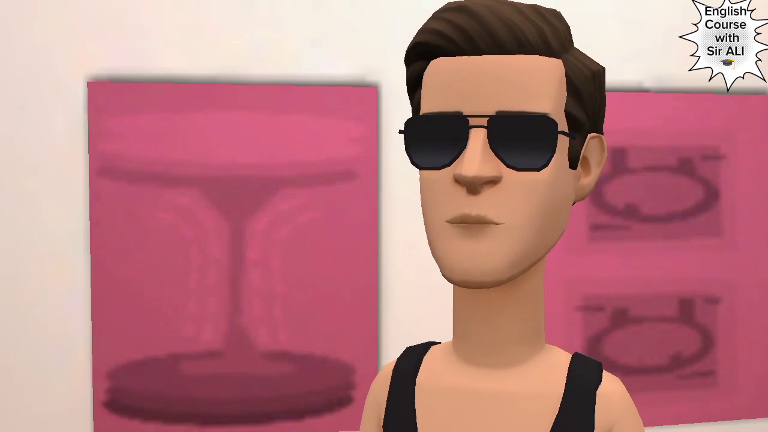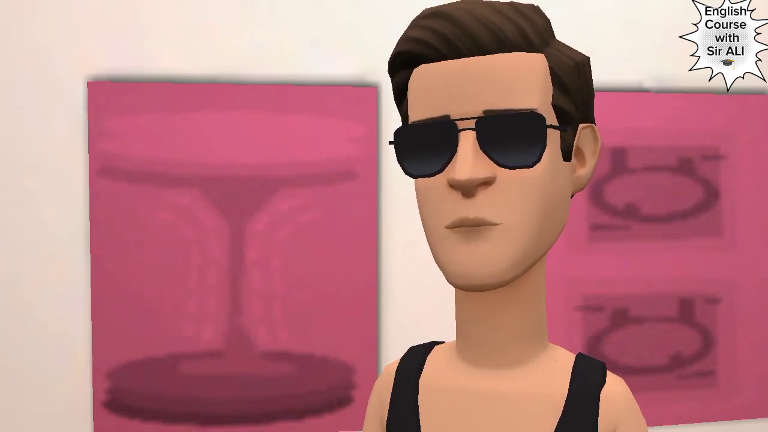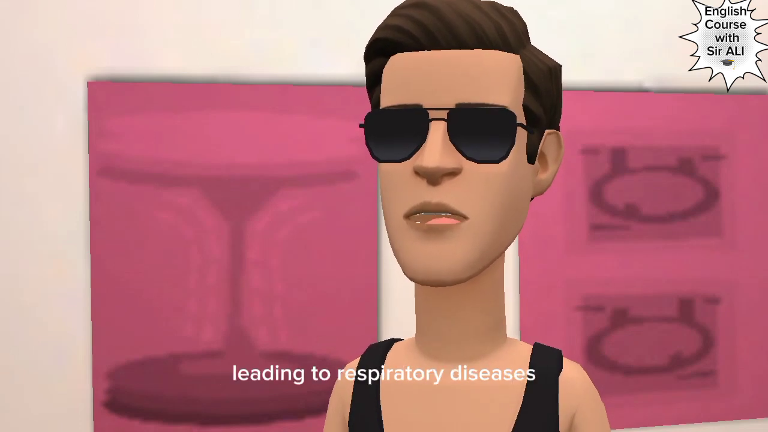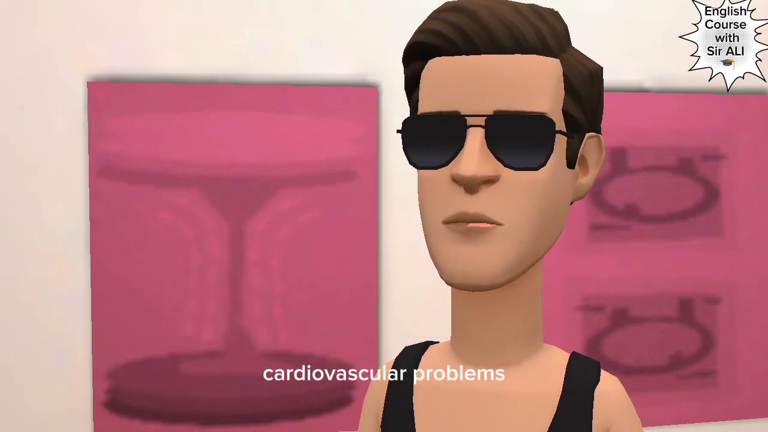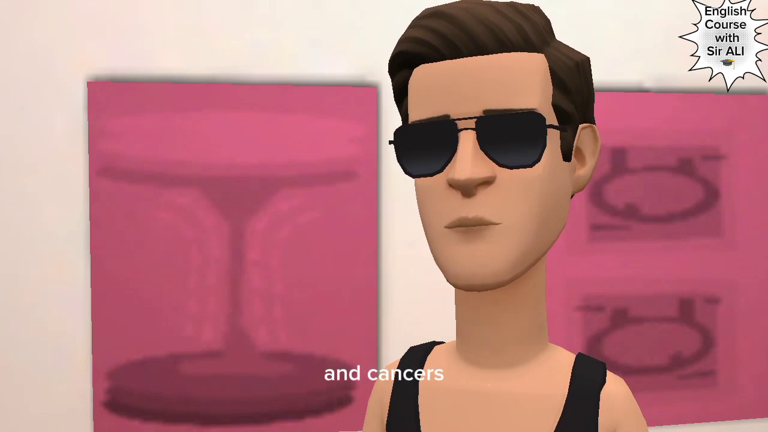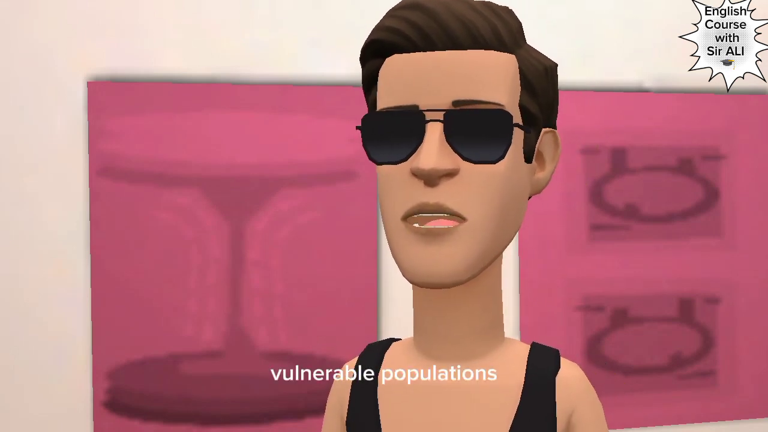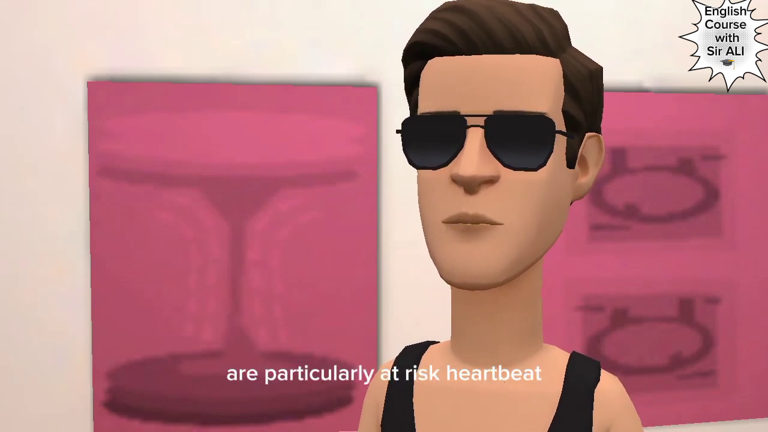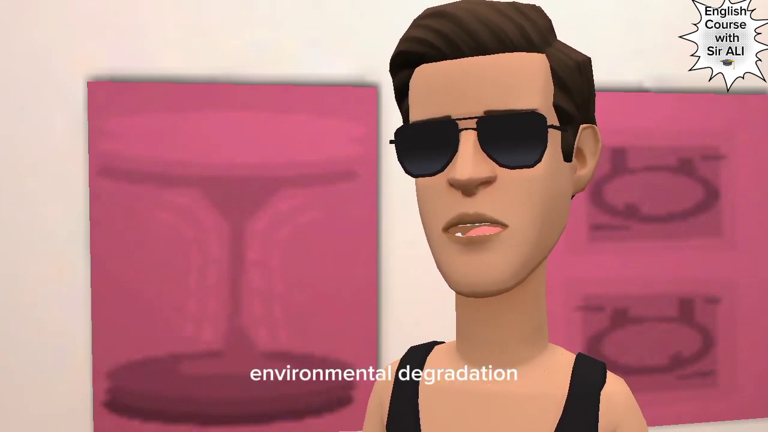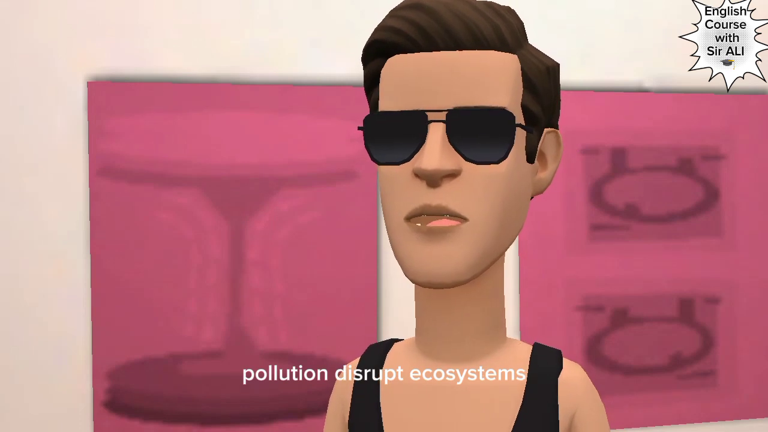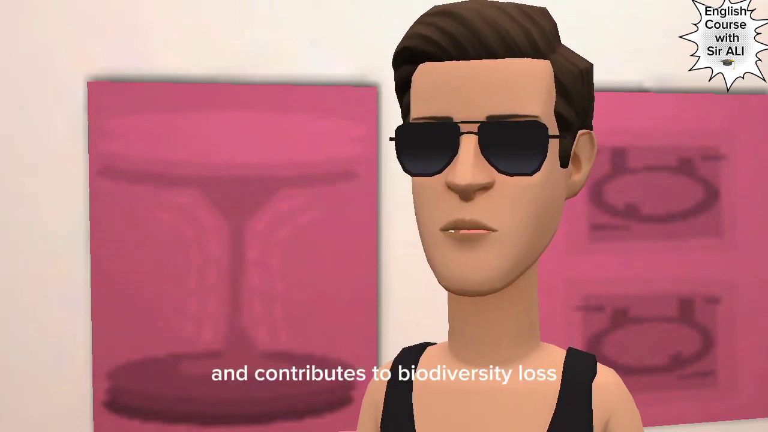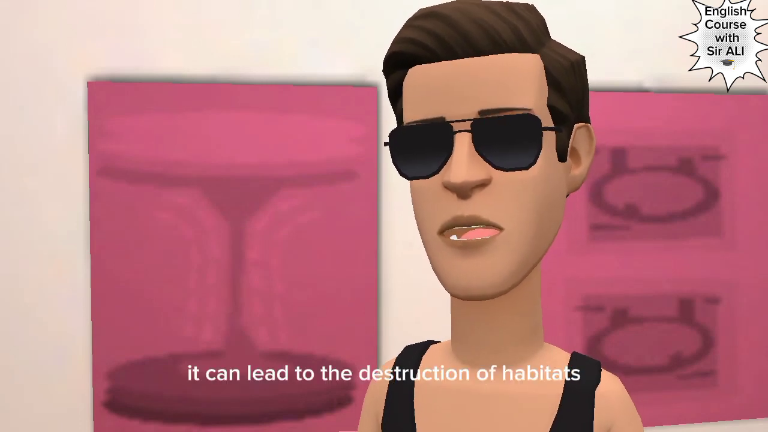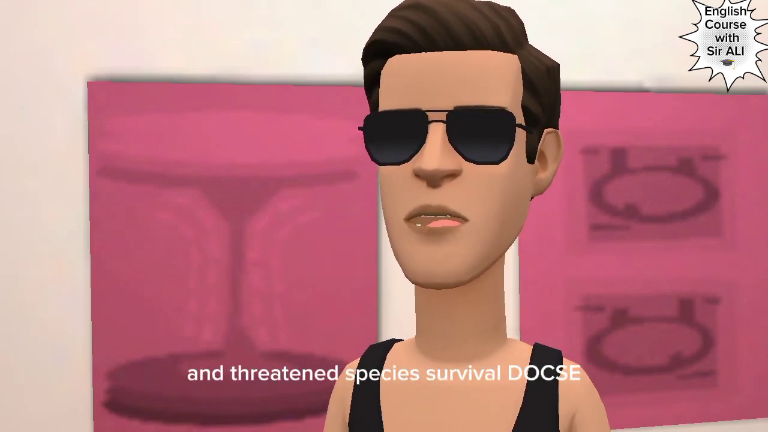3. Consequences of pollution. A. Health impacts. Pollution is a major health hazard, leading to respiratory diseases, cardiovascular problems, and cancers. Vulnerable populations, such as children and the elderly, are particularly at risk. B. Environmental degradation. Pollution disrupts ecosystems, harms wildlife, and contributes to biodiversity loss. It can lead to the destruction of habitats and threaten species survival.